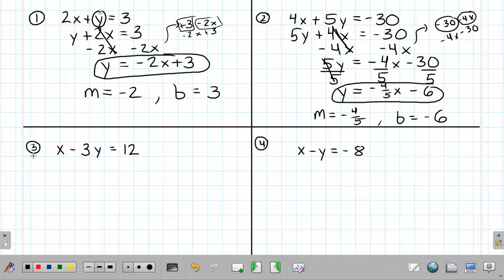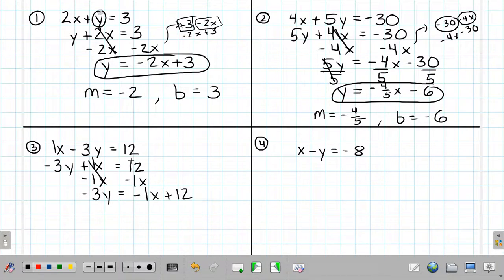Okay? So it's the same thing here with number 3, except I do have to be careful here. If I flip this around, this is going to be negative 3y plus x is equal to 12. Once again, technically there's a 1 in front of that x. But then we just follow the same steps. So if we flip that around, now we take away the x term by subtracting 1x. Once again, we're left with negative 3y is equal to, and I'm going to take the shortcut here and write it like this, 12 minus 1x would be the same as negative 1x plus 12.